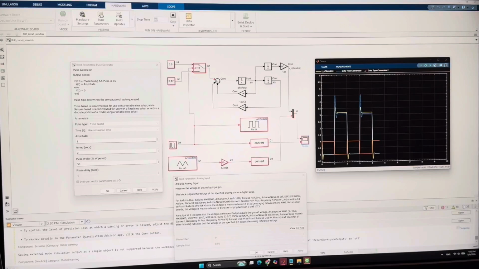The sampling time for the Arduino blocks and solver is set to 0.01 second, or 10 milliseconds, to ensure the Arduino can capture the oscillating waveform accurately during real-time operation. The analog input block reads the capacitor voltage through pin A0, and the gain block converts the ADC reading into actual voltage values before displaying the waveform on the scope.